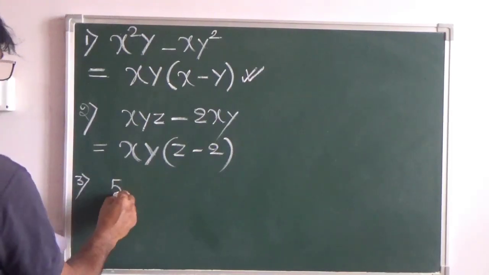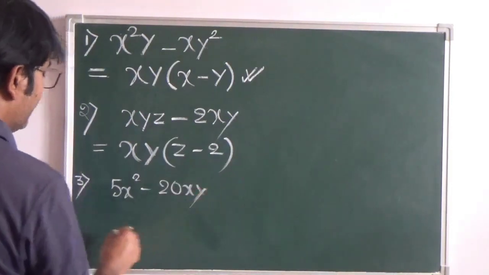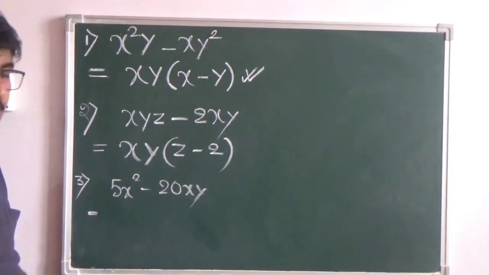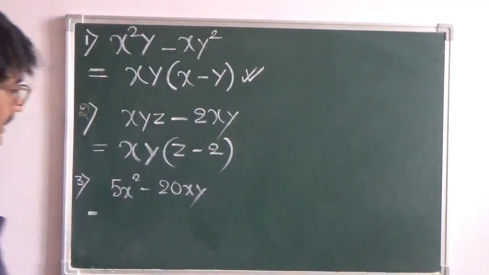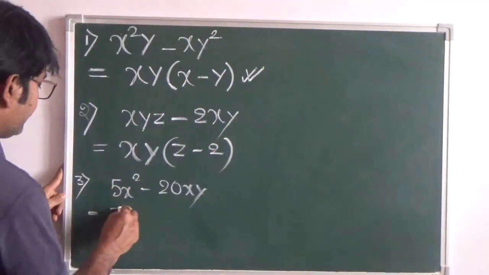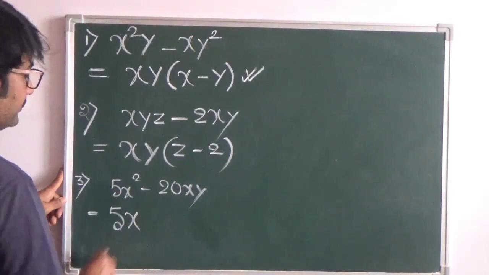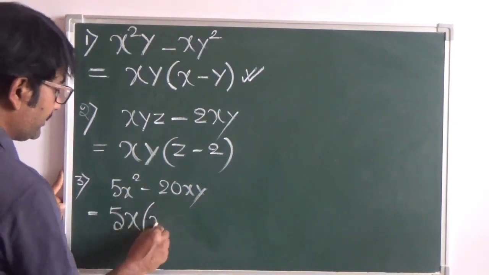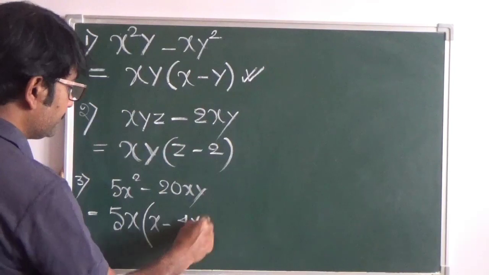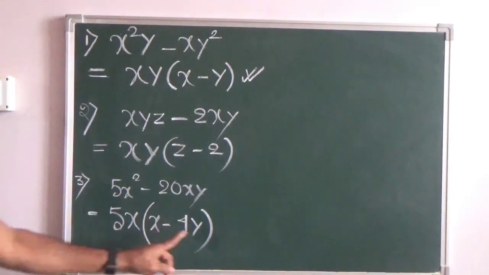Number 3. This is 5x square minus 20xy. If you take the HCF, first find the HCF of the numbers, that is between 5 and 20. The HCF of 5 and 20 is 5, and for x square and x it is x, so the HCF is 5x. Now if you divide by this HCF, we get x minus 4y. So it is 5x square minus 5 into 4, 20, into xy.